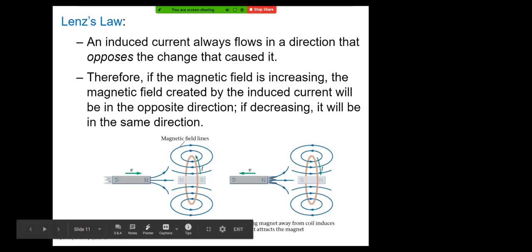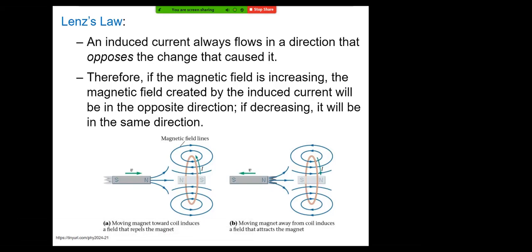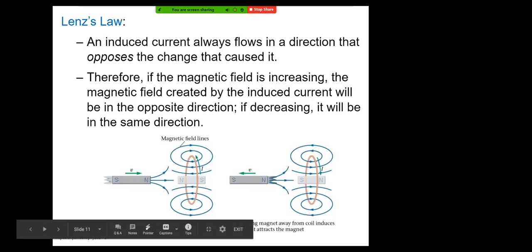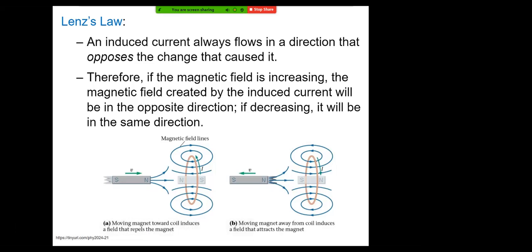In that case, you can use your right hand rule. Your thumb goes in the direction of the current, and the four fingers are in the direction of your induced magnetic field. So the magnetic field is pointing towards the north pole of it, in that direction, opposite to this direction.